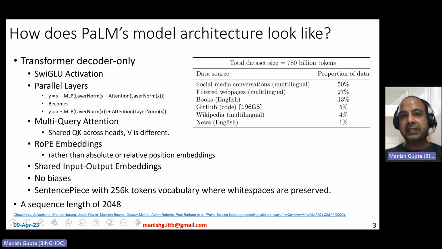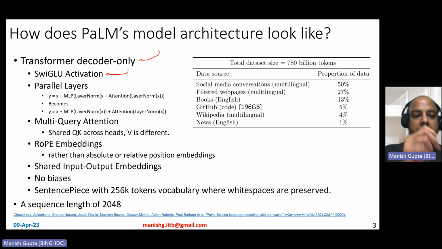So how does PaLM's model architecture look like? Well, it is a transformer decoder-only model. Rather than ReLU activation, it uses SwiGLU activation, which is based on GLU functions with the swish function. Okay? It has parallel layers, which basically means that while in a typical transformer, you first apply attention, and then on top of that layer norm, and then an MLP on top of that, in the parallel layers method, you effectively apply the MLP part and attention part in parallel, right?